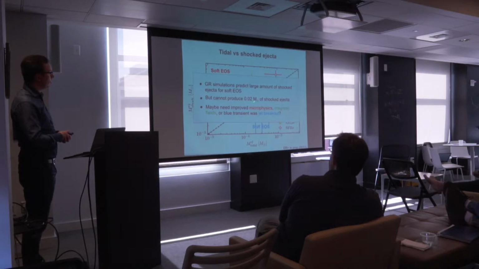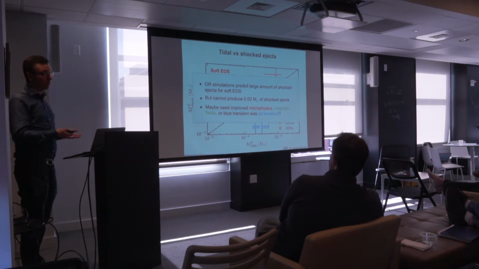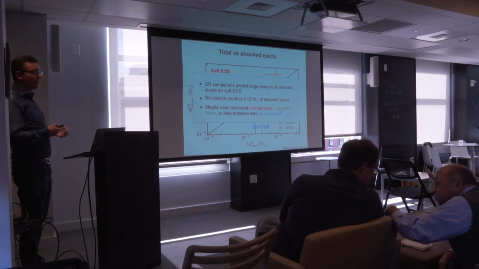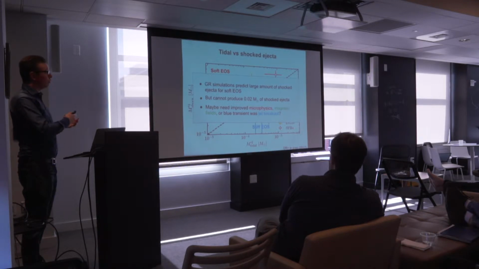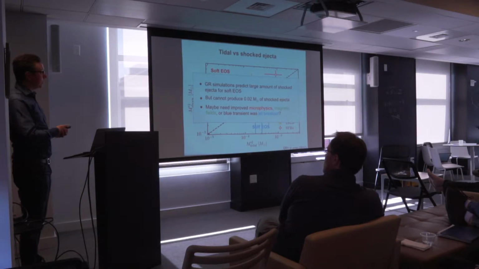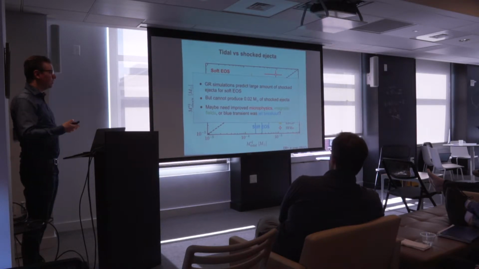At the same time, at least in my simulations, but in the simulations of any group, basically, there's no way to make 0.02 solar masses of shock ejecta. So either we are doing something wrong, or it's very likely that if we change the microphysics, we use even softer equations of state, maybe with the inclusion of magnetic fields, we'll be able to push out this ejecta mass. At the same time, there's probably weaker space even in the interpretation of the observations to either push this mass down or include other sources of energy. I don't know. Here I put jet breakout as a possible suggestion. It's just to say that we don't really know exactly where this blue component of the kilonova comes from.